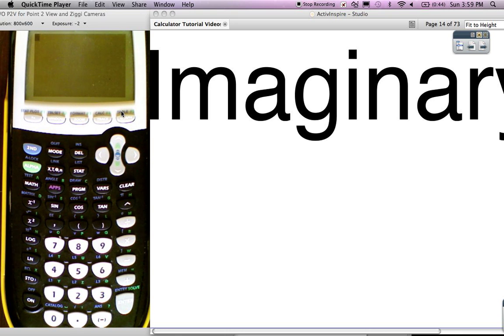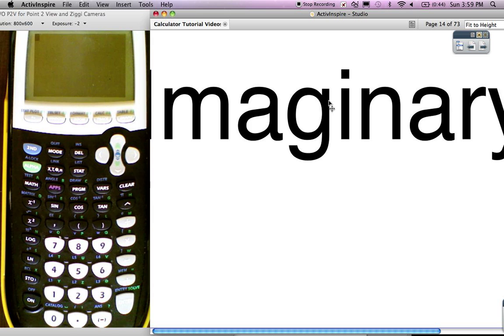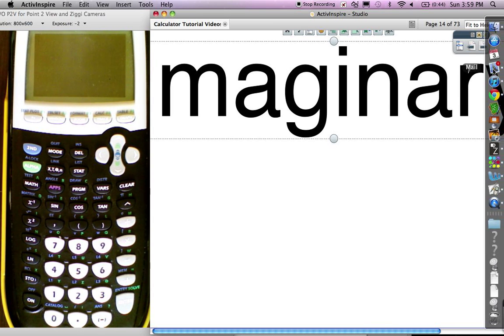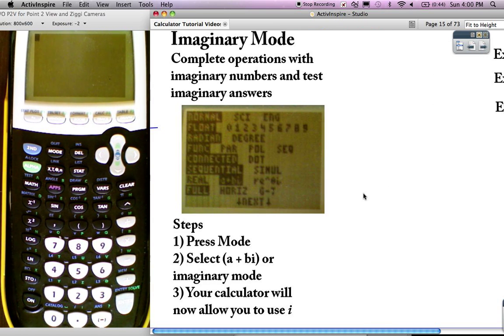Okay, I'm going to make some of my Algebra 2 students a little bit upset that I never showed them this before this video. There actually is a function on your calculator that allows us to do imaginary numbers. Let me show you how that works.